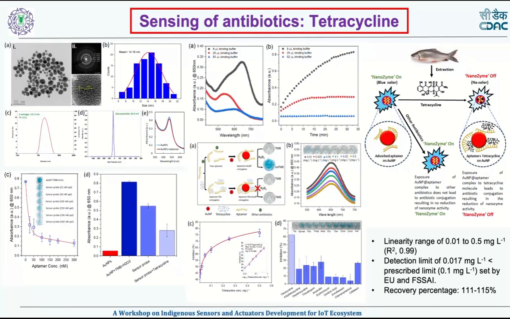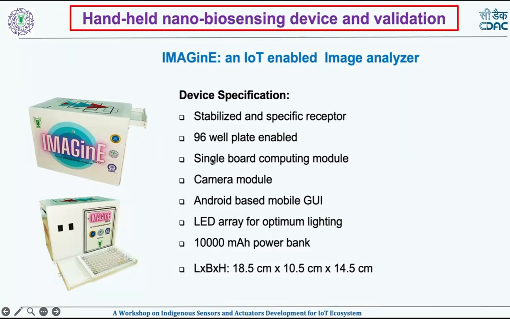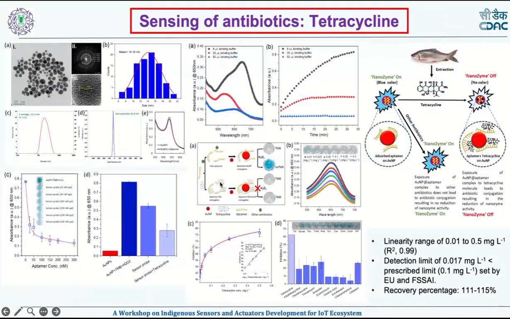Why is it happening? There is a high affinity of this aptamer towards the gold nanoparticle as well as this analyte. So what happens? This aptamer attaches to the gold nanoparticle as well as this analyte. I'm giving you a glimpse: this is gold nanoparticle, and this is the nanozyme activity of gold nanoparticle, and this is aptamer attached to it, and the color reduces again if we add this tetracycline.